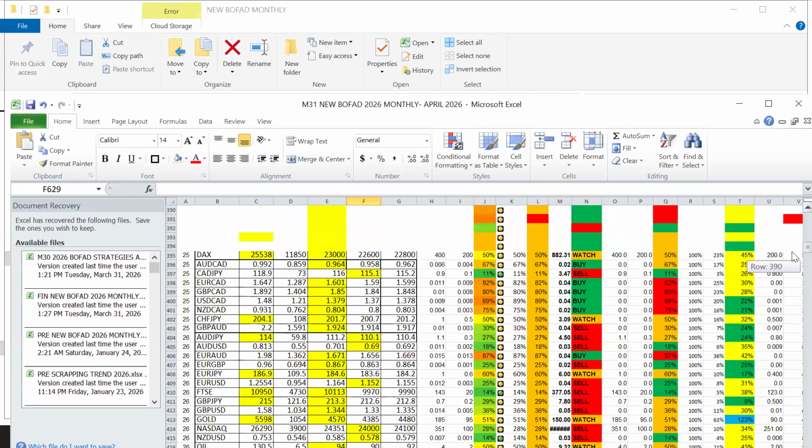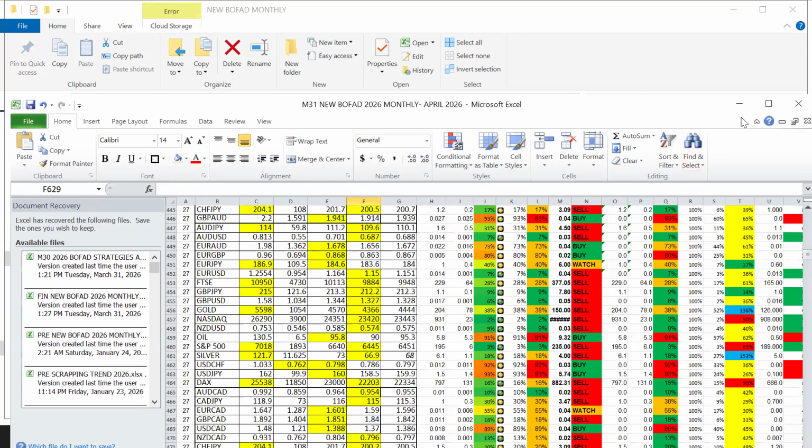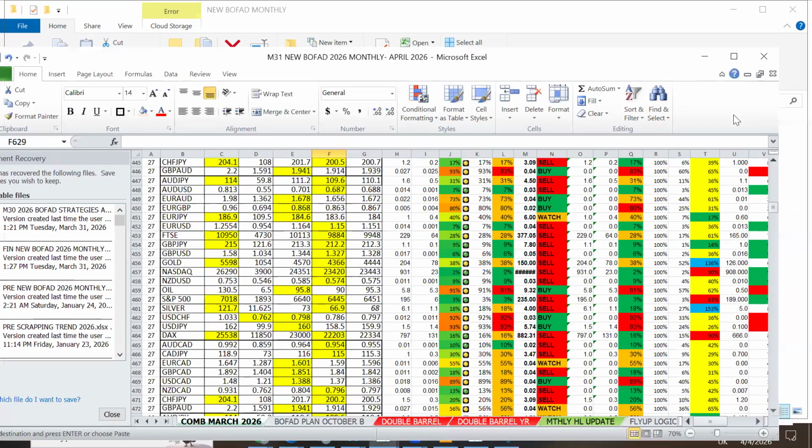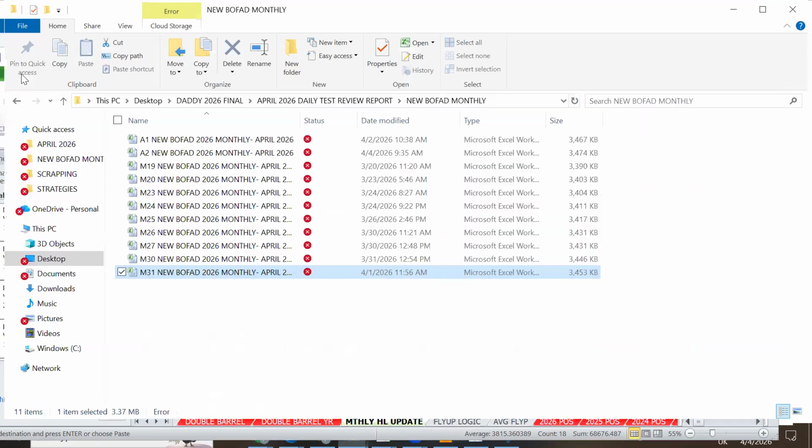So the only thing is that this does not include everything, okay? But then you should be able to give us... So what we're trying to get, actually, let me see, what are we trying to get initially? Okay, so we want to get the average. So I need to save this back as Bofad monthly.